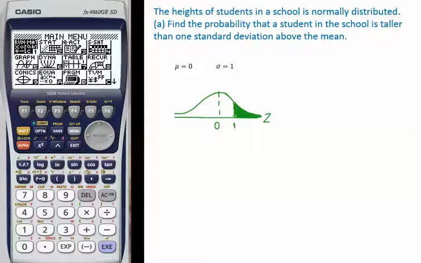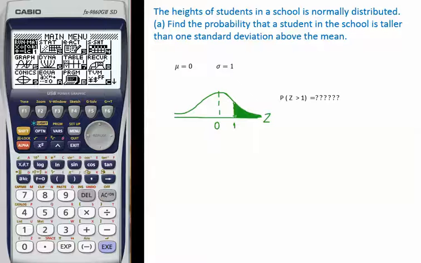Here it is, mean of 0, standard deviation, here where the curve changes shape, of 1, and we're after the students who are taller than one standard deviation above the mean. In other words, with a z-score greater than 1. So that's the area that's been shaded there. So we need to know what is the probability of a z-score greater than 1.